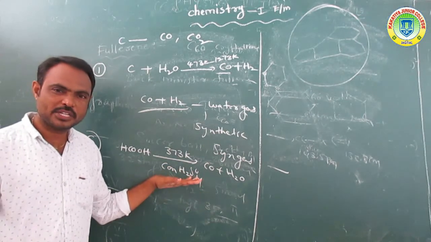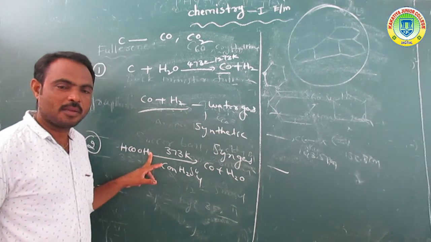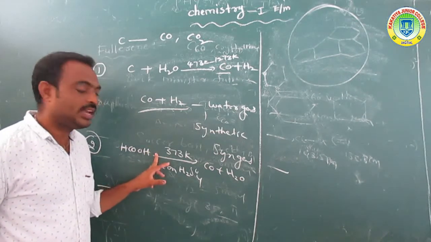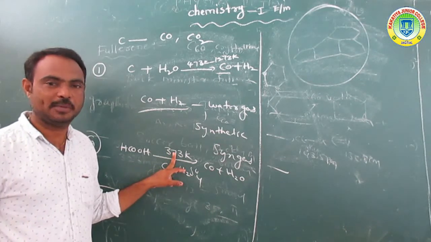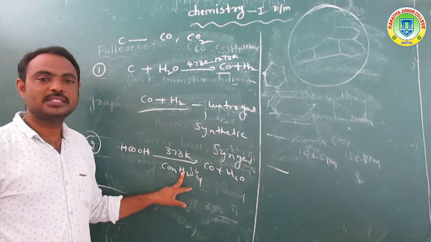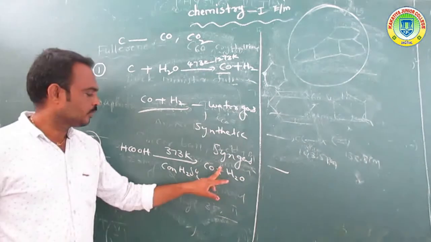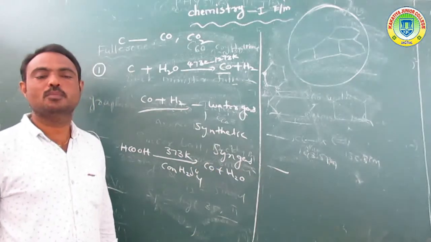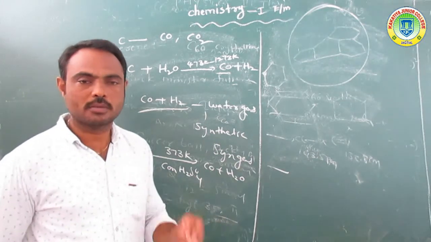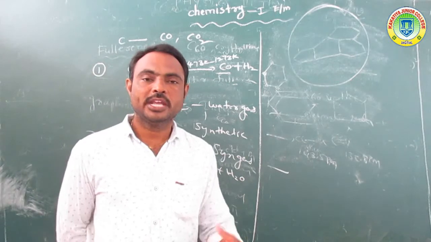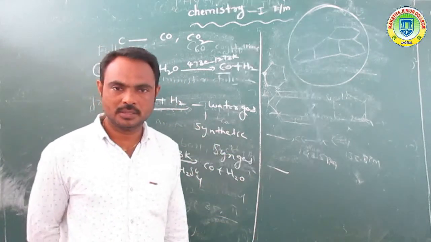So what is the preparation of carbon monoxide? We have taken formic acid. When formic acid is heated at 373 Kelvin temperature in the presence of concentrated H2SO4, it forms CO, carbon monoxide, and water molecules. Okay, in the next class we will discuss the remaining preparations.